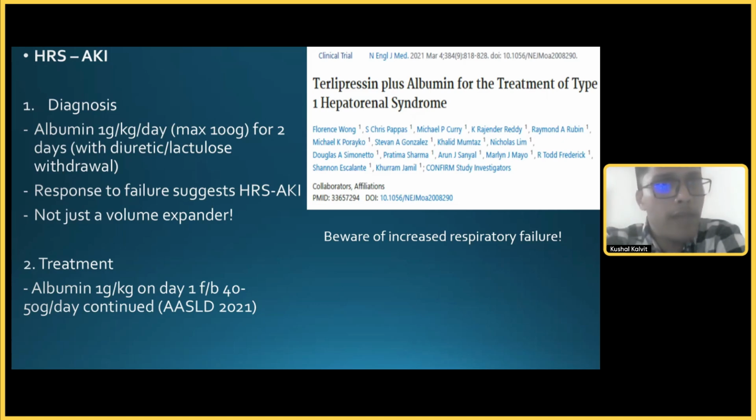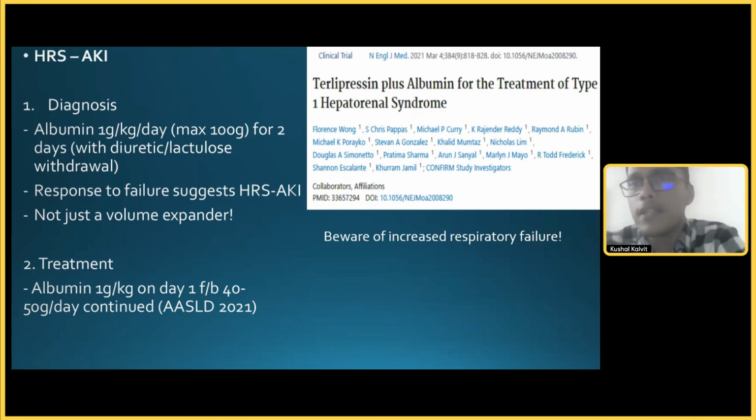Another indication of albumin in hepatorenal syndrome is the treatment part. Now, once we have diagnosed that this patient has got HRS-AKI, the second part says that albumin should be continued at a dose of 1 gram per kg on day 1, followed by 40 to 50 gram per day. And this has to be continued till the duration of therapy. So till the hepatorenal syndrome is reversed, we need to continue albumin of 40 to 50 grams per day.